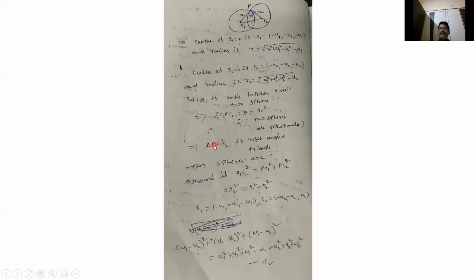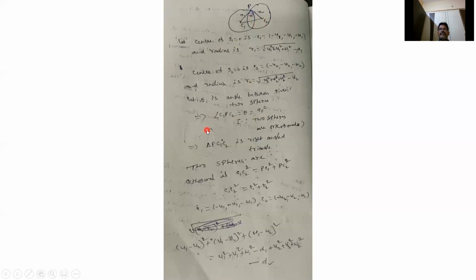So now we have to find the condition for orthogonal. Orthogonal means 90 degrees, the angle is 90 degrees. Now, because it is 90 degrees, the triangle PC1C2 is a right angle triangle. You know that a triangle is called a right angle triangle if one angle is 90 degrees.